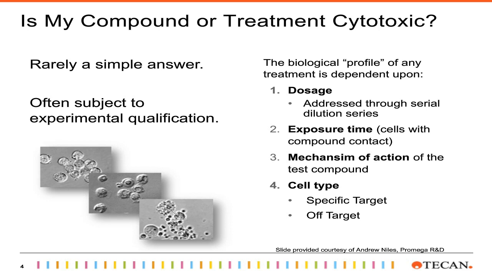Exposure time, so how long do the cells come in contact with that test article? Is it hours? Is it days? Mechanism of action, if it's even known, does that compound cause necrosis or apoptosis? And then lastly, cell type. Is it specific to the disease state, or is it an off-target cell type that you're just looking for general cytotoxic effects?